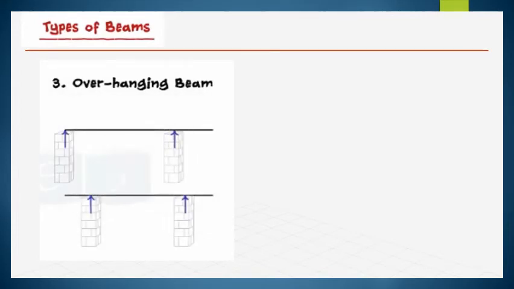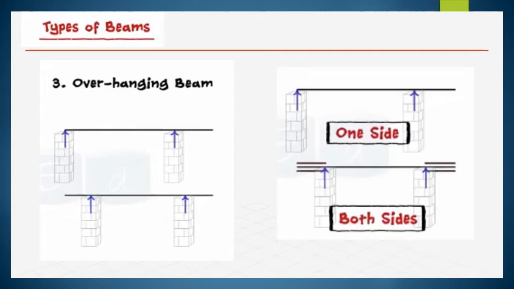Next is the overhanging beam. If the beam is projected beyond the supported end, it is called an overhanging beam. If it is projected only on one side beyond the supports, it is called a one-sided overhanging beam or a single overhanging beam. If it is projected beyond the supports on both sides of the beam, then it is called a double overhanging beam.